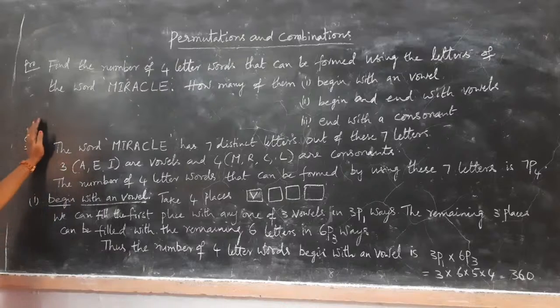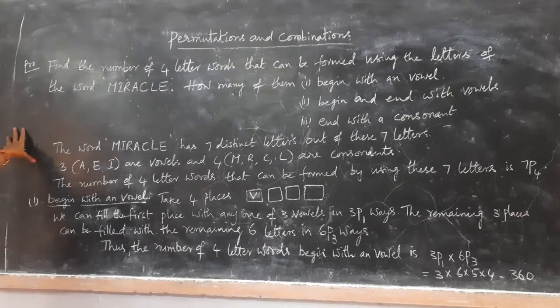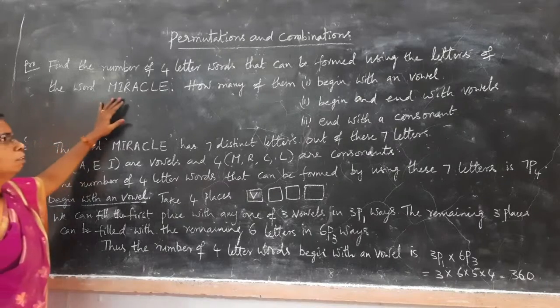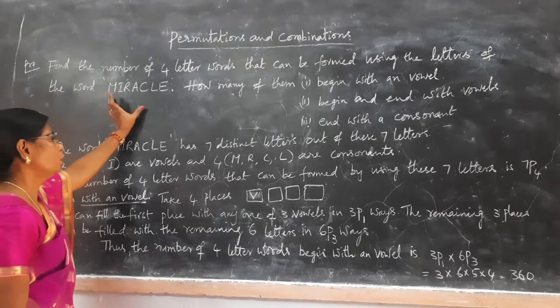Here is the next problem. See here: find the number of 4-letter words that can be formed using the letters of the word MIRACLE. How many of them begin with a vowel, begin and end with vowels, end with a consonant? This is our problem. So we have to find the number of 4-letter words that can be formed using the letters of the word MIRACLE.